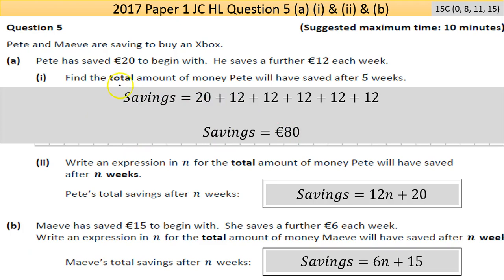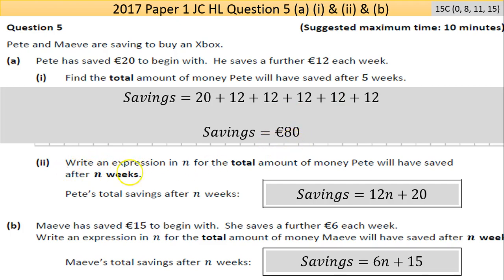Actually, sorry, it's easier. Find the total amount of savings that Pete would have saved after 5 weeks. So we started with 20, plus 12 plus 12 plus 12 plus 12 plus 12. But we could have found that using the linear model by just putting in 5 weeks instead of x, but this is just easier, just to add it up. So he saved 80 euros over the 5 weeks.